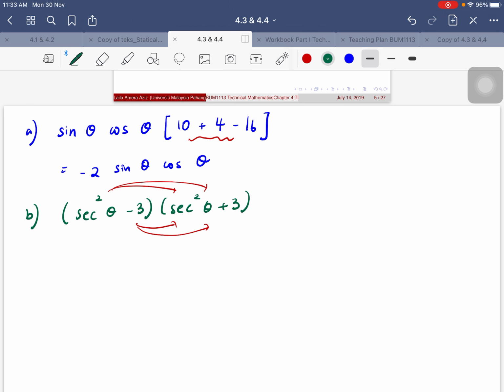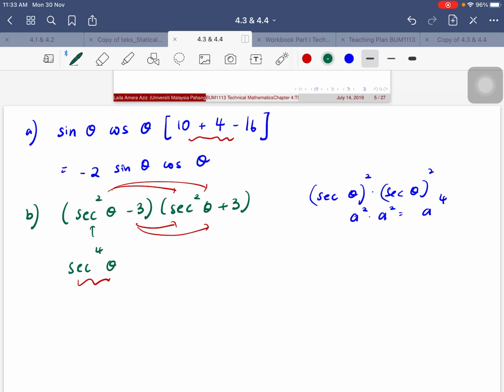I'm going to start with the secant squared theta first. When I multiply by the other one, secant squared multiplied by secant squared is going to be secant to the 4 of theta. Why is that so? Because we have secant theta to the power of 2 multiplied by secant theta to the power of 2. In other words, this is just a squared multiplied by another a squared, which is going to be a to the power of 4. That is why it becomes secant to the power of 4 theta.